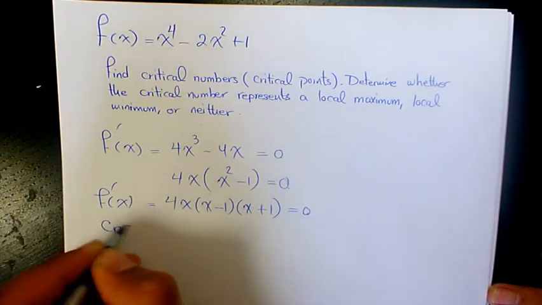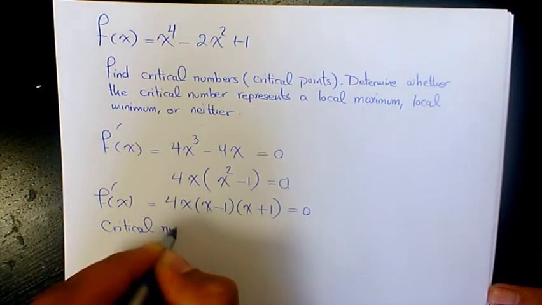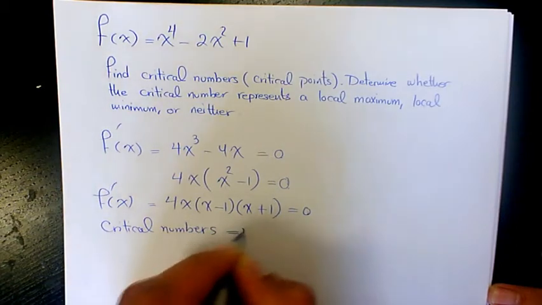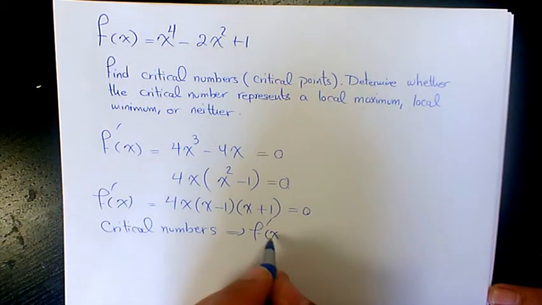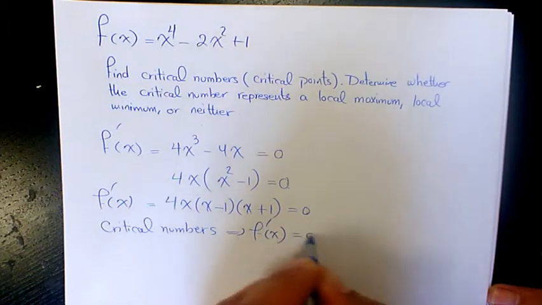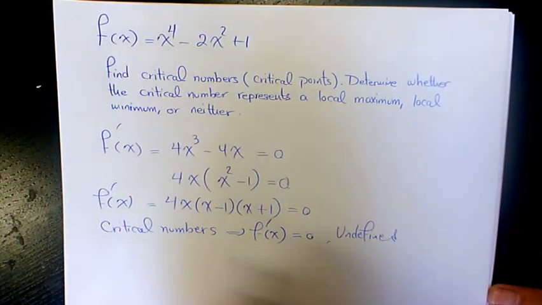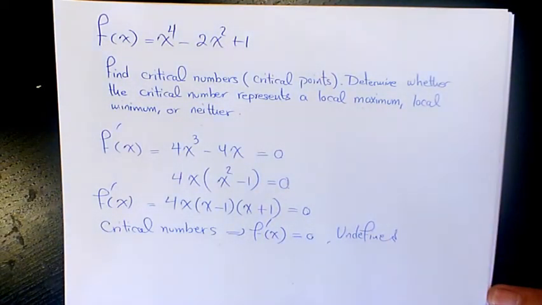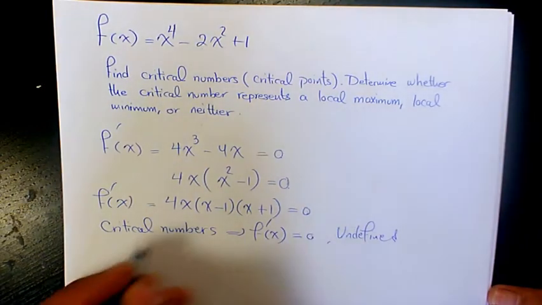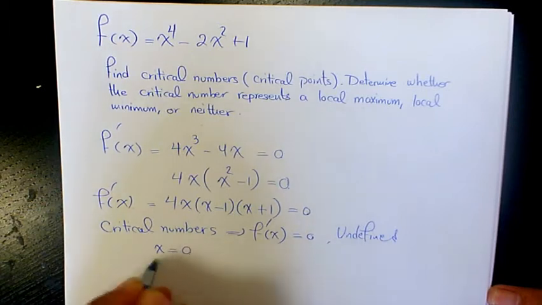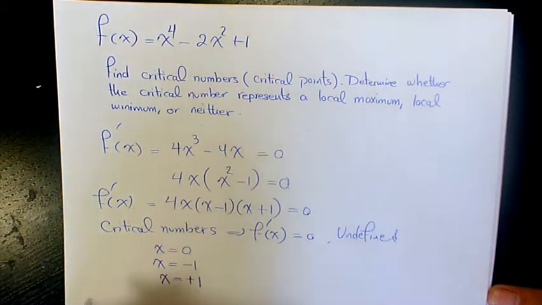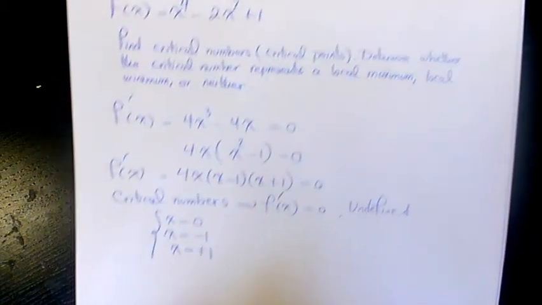You know, critical numbers are those numbers that make the f prime, which is the first derivative of f of x, equal to 0 or undefined. So as you see here, we're going to have three numbers that make f prime of x equal to 0. One of them is x equals 0, one of them is x equals negative 1, and one is x equals positive 1, as you see here. So these are the critical points.